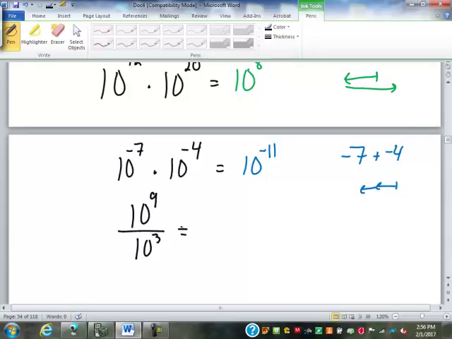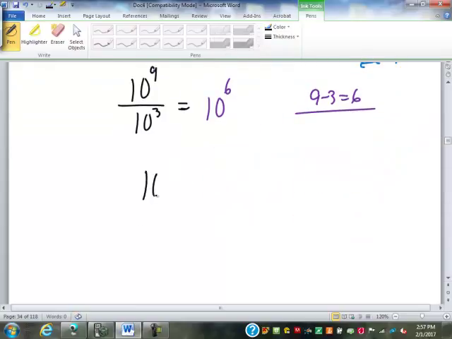When you multiply exponents, you add the powers. So 10 to the 9th divided by 10 to the 3rd gave us 10 to the 6th. We subtract. 9 minus 3 gives us 6. We subtract powers when we divide exponents. So what if I have 10 to the negative 8th divided by 10 to the 10th?